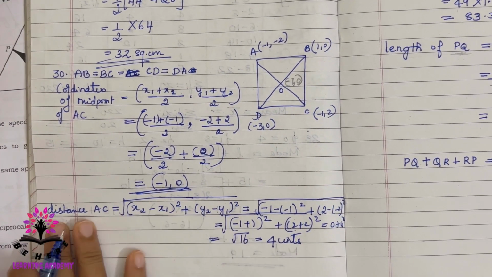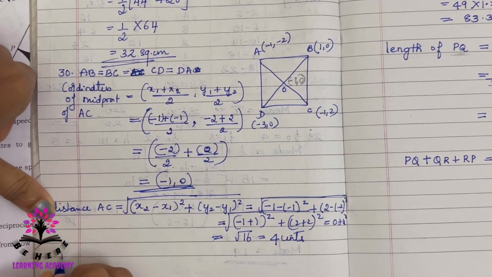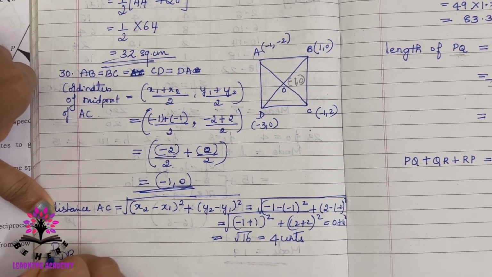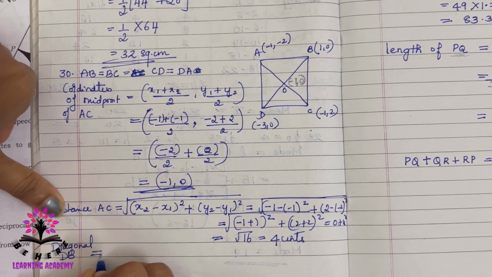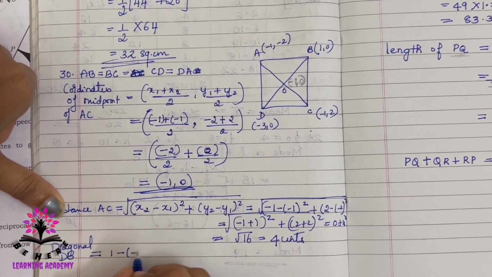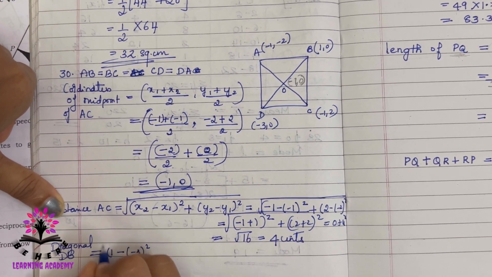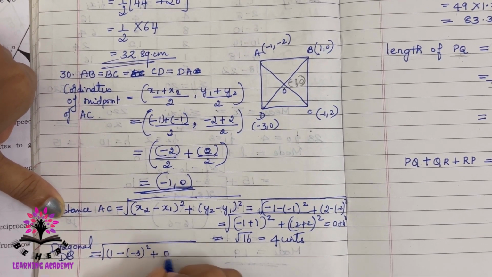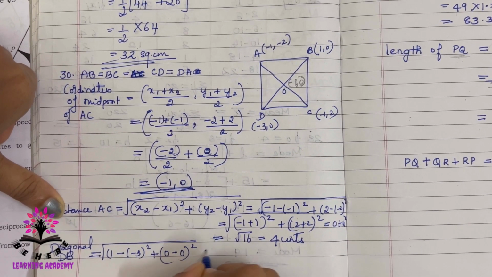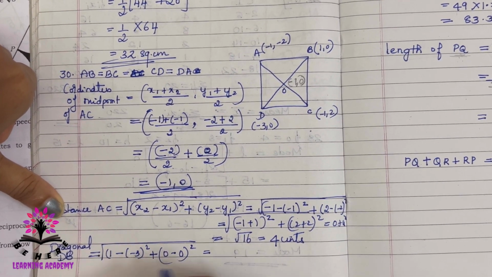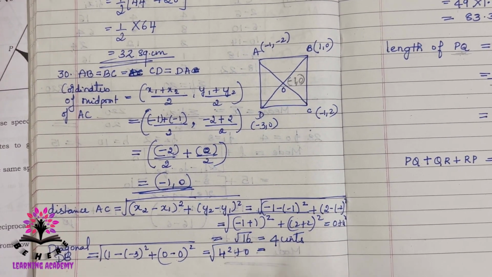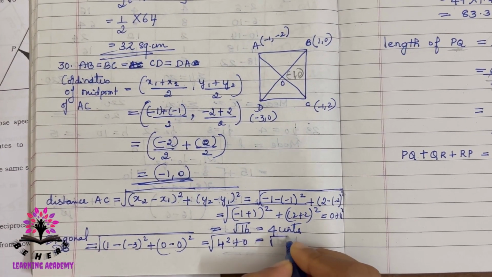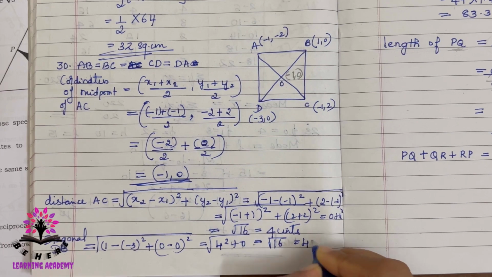Now we have to find out the distance of DB, the diagonal DB. I will not write the formula, I will solve it directly here. So that is (1 minus of minus 3) whole square and 0 whole square. We will get 1 plus 3, that is 4 square plus 0. That will be equal to square root of 16, that is equal to 4 units.